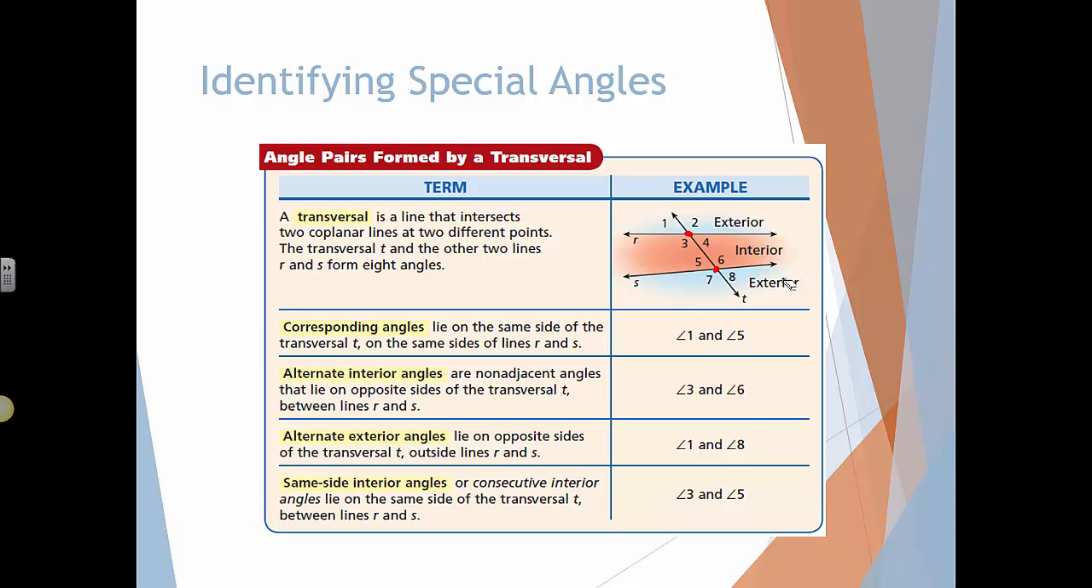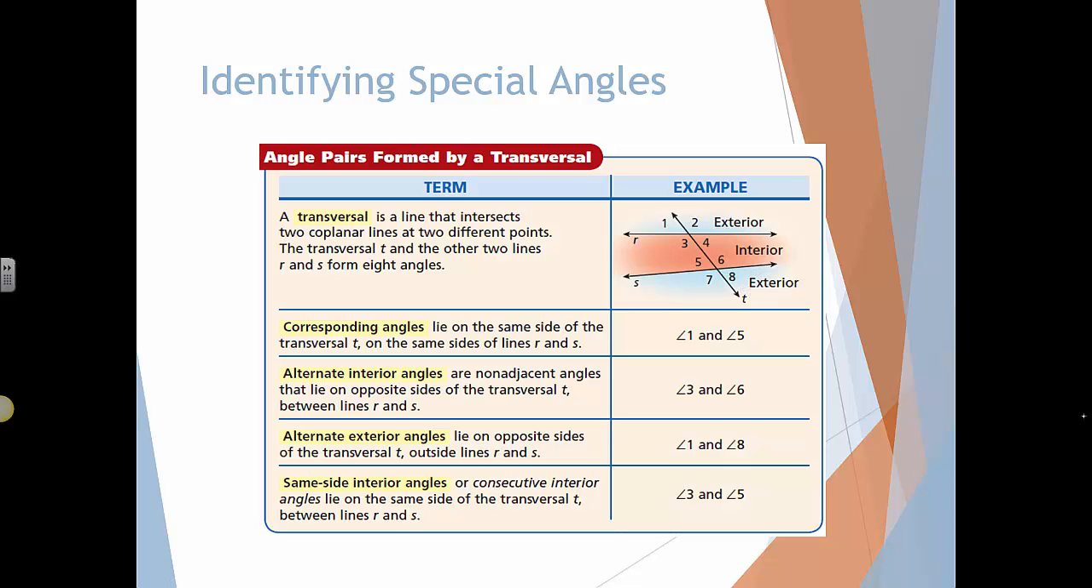So one of the kinds of pairs of angles that are formed are corresponding angles. Corresponding angles lie on the same side of the transversal and on the same sides of lines R and S. So for example, angle 1 and angle 5, those would be corresponding angles. They're on the same side of our transversal T, and they're both, for lack of a better word, north of lines R and S. 1 is north of line R, and 5 is north of line S. Other corresponding angles would be 2 and 6, 3 and 7, 4 and 8. So those are a pair of corresponding angles.